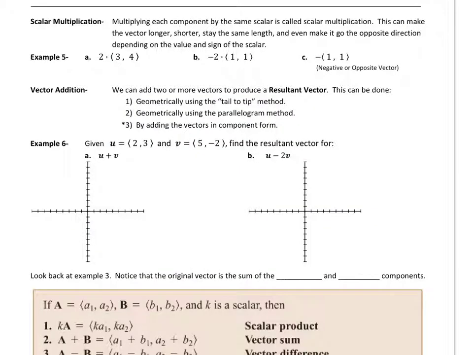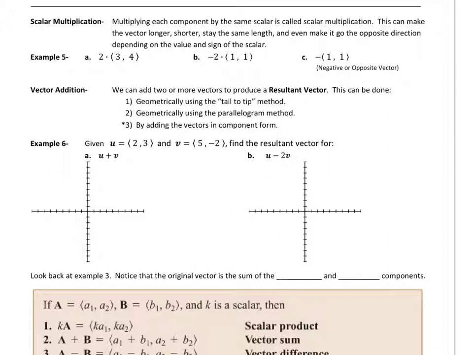Okay, let's talk scalars. We all know what scalars are, right? We talked about that in 1050 with matrices and stuff like that. It's just a number out front that we multiply on through. Scalar really is the same thing with vectors as it is with matrices. So a scalar can make the vector longer. It can make it shorter. It could keep the same length if your scalar is what? Yeah, if it's 1, it's going to stay the same length. Or it can even make our vector go in the opposite direction, depending on the value of our scalar.